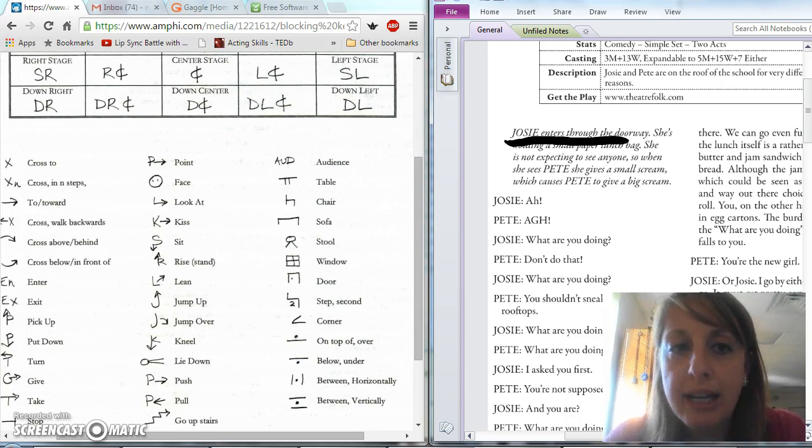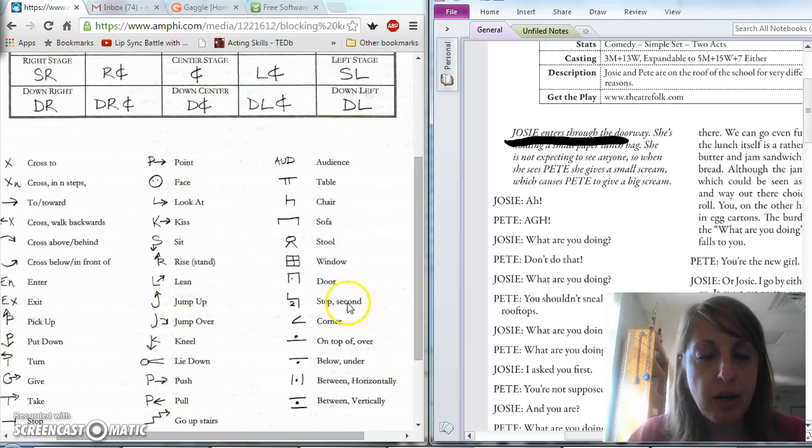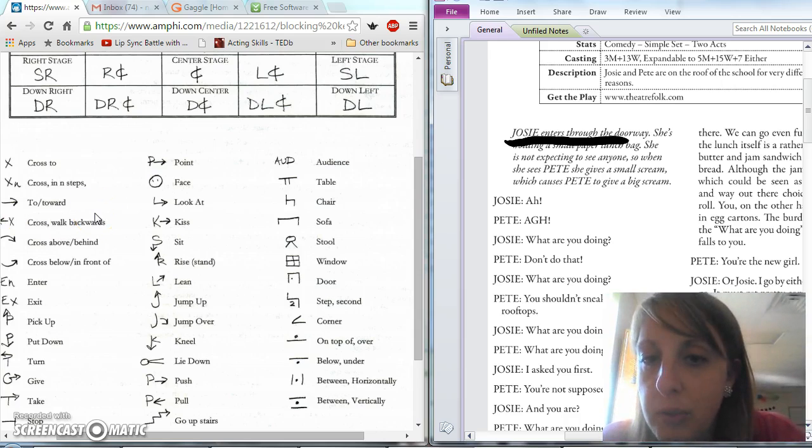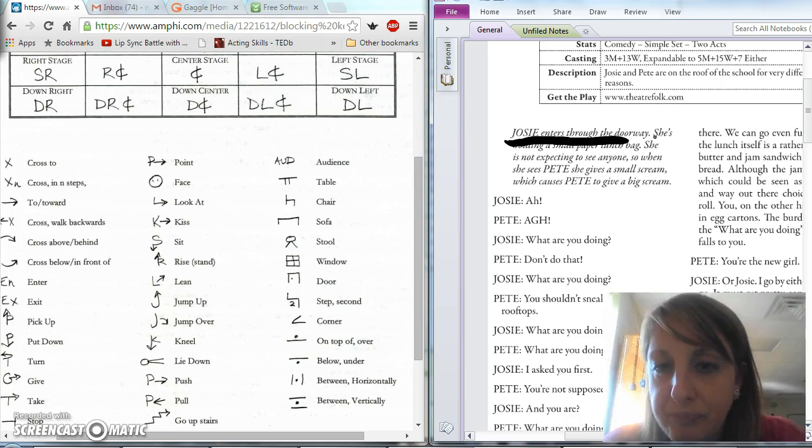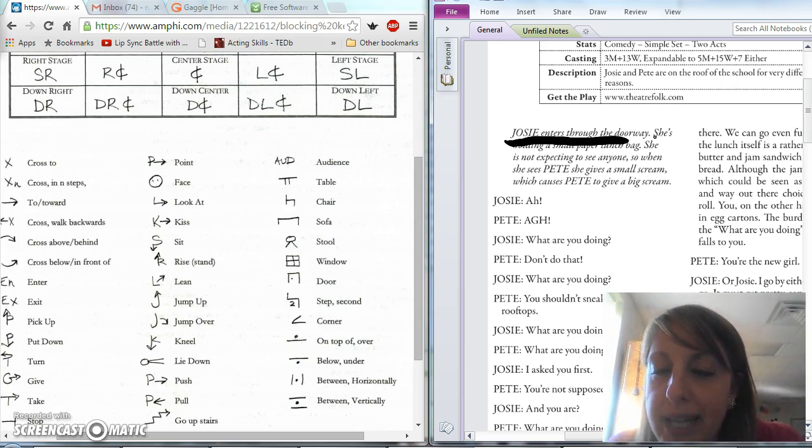Now remember, blocking is this stuff over here. It's the stuff that you use to indicate what the movements are. So you can keep movements that are in the script, but you don't have to. For me, I'm going to keep this. So I just underlined it, indicating that I'm keeping that blocking. Josie says ah, Pete says ah.